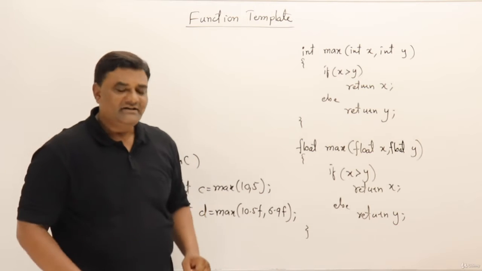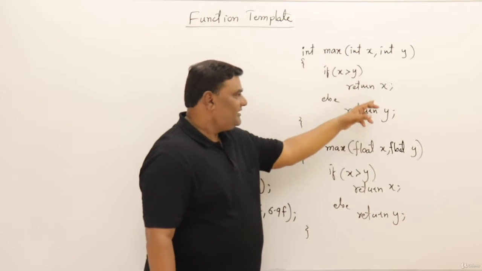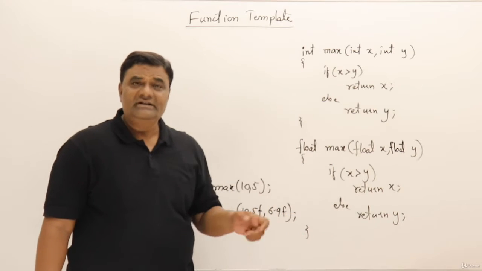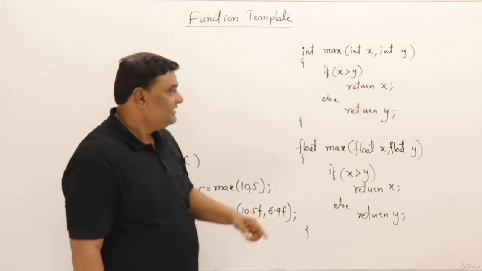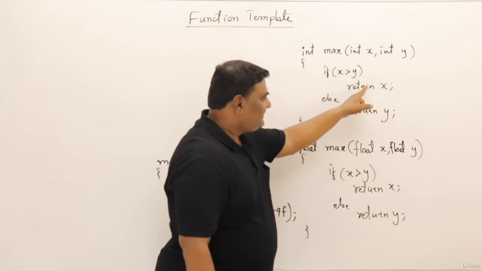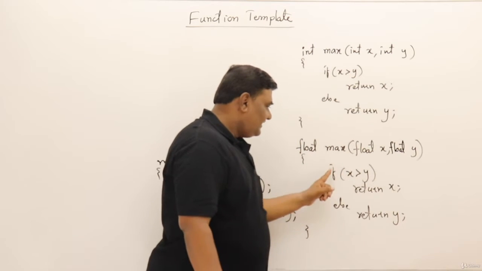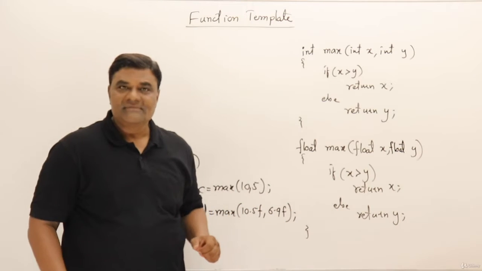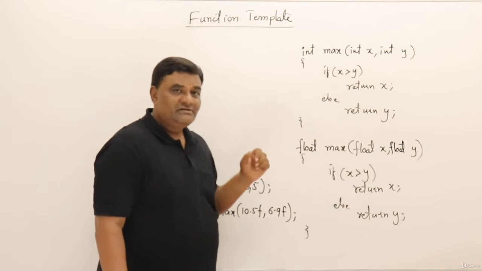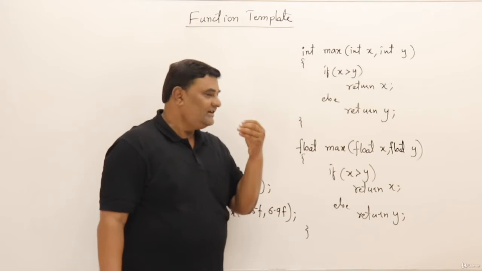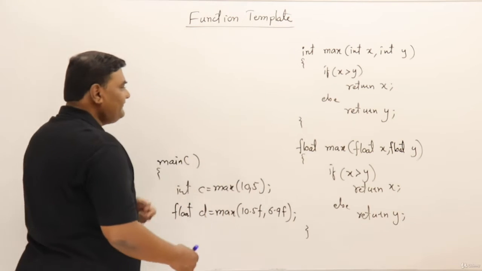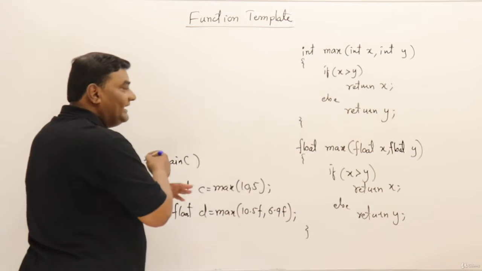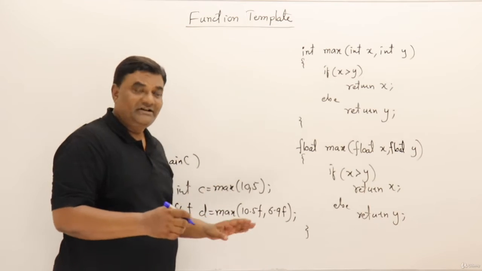Now, one thing to observe here is the body of these functions. The logic written is as it is, only the difference is in the data type. If x greater than y, return x, else return y. Logic is the same. Why write the same function two times when there is only a difference in the data type? Can't we write a single function combining these two functions for any type of data?